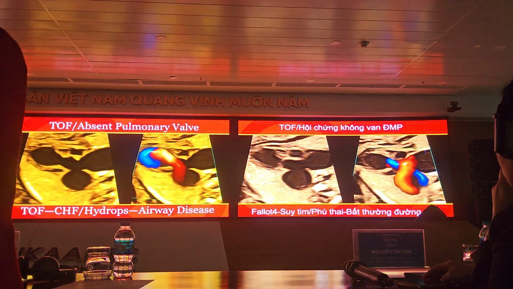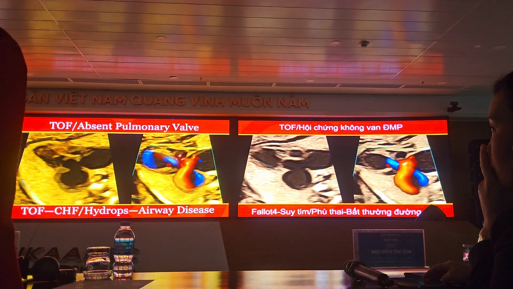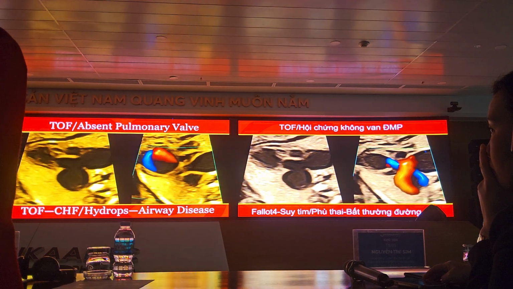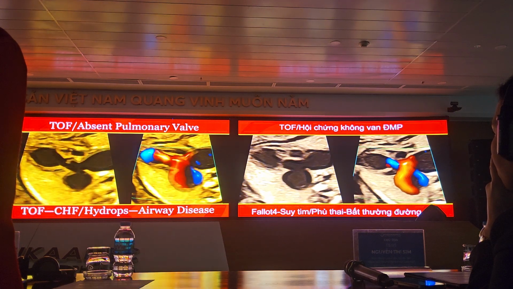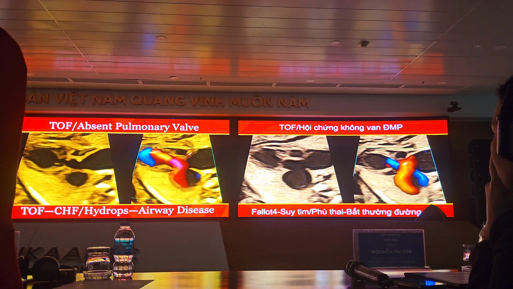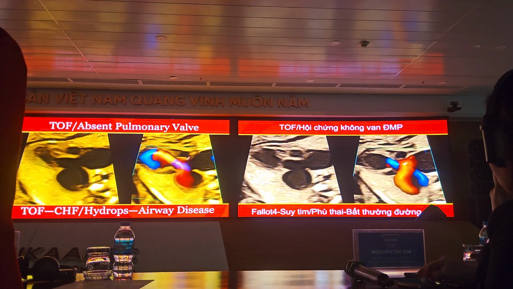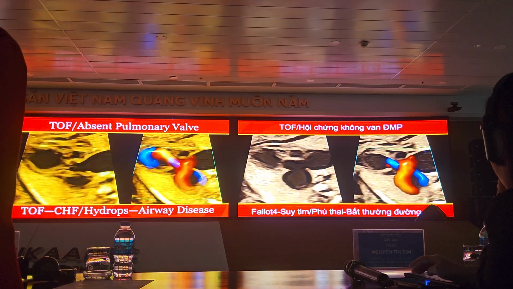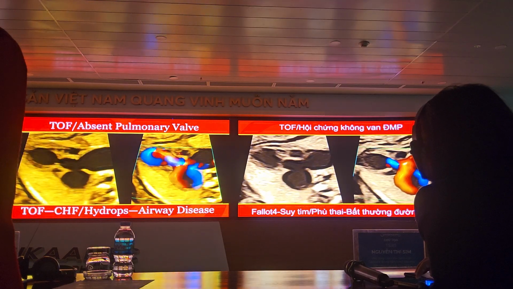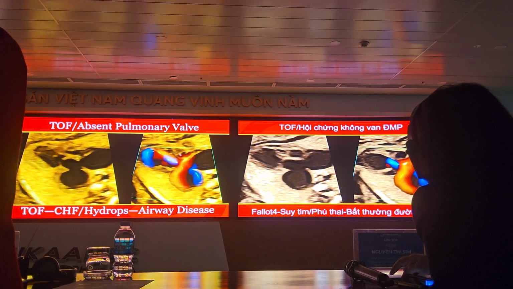Another form of tetralogy of Fallot that also generally can have a poor prognosis, but not always, is tetralogy of Fallot with absent pulmonary valve. We call it absent pulmonary valve, but that's a bad term because there is a pulmonary valve. It's just very thick, and it causes stenosis and a lot of regurgitation. So it should actually be called tetralogy of Fallot with dysplastic regurgitant pulmonary valve, but that's okay.